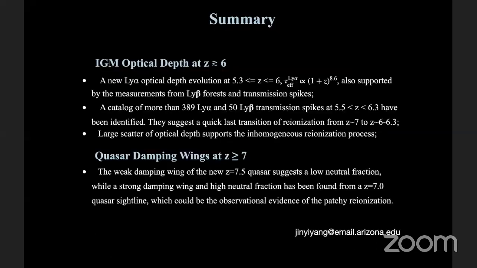Okay, and this is a summary. We used our new quasar sample at redshift 6.3 to 7.5 to constrain the IGM evolution, including two probes: the first is the optical depth at redshift 6 and above, and the other is the quasar damping wing at redshift higher than 7. I'll just leave it here and take questions.